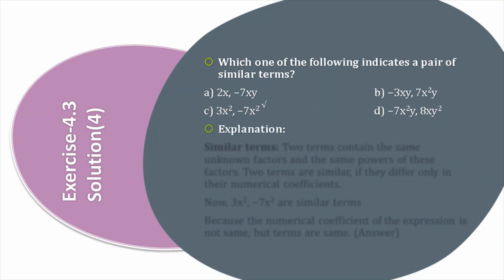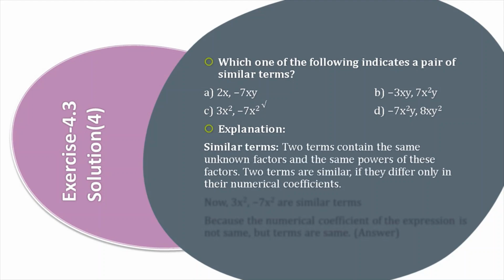So this is the explanation, and let us see the definition of similar terms, because without the definition you cannot understand how to indicate a pair of similar terms. Two terms contain the same unknown factors and the same powers of these factors, that is, two terms are similar if they differ only in their numerical coefficients. That is not our problem. Okay, my dear, two terms contain the same unknown factors, that means the factors will be the same and the same powers of these factors. Two terms are similar if they differ only in their numerical coefficient, there is no problem.